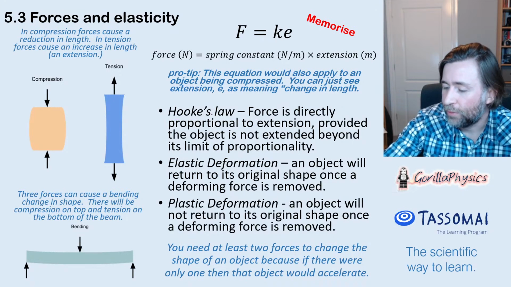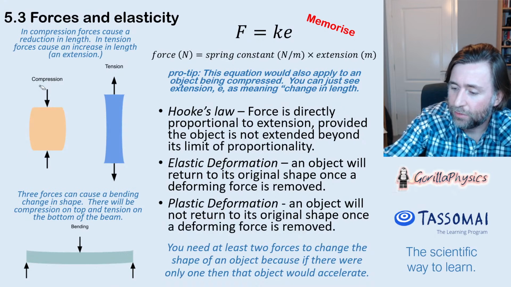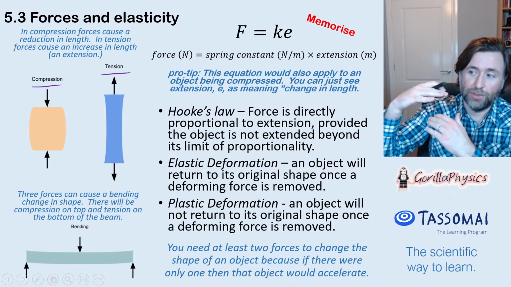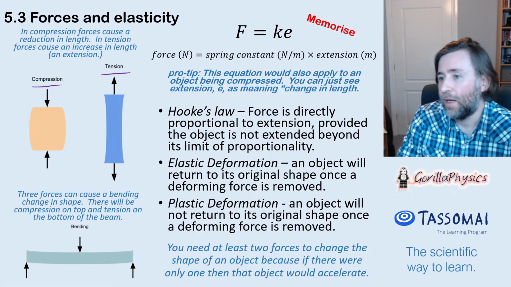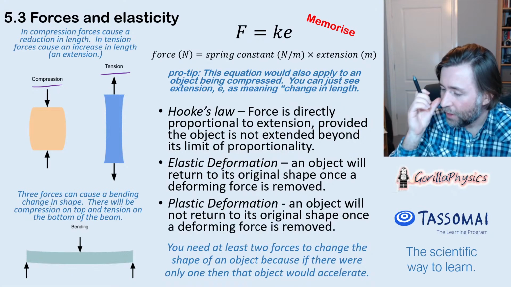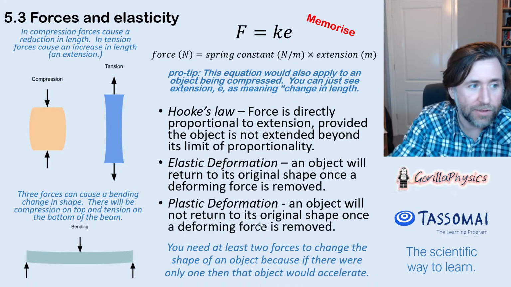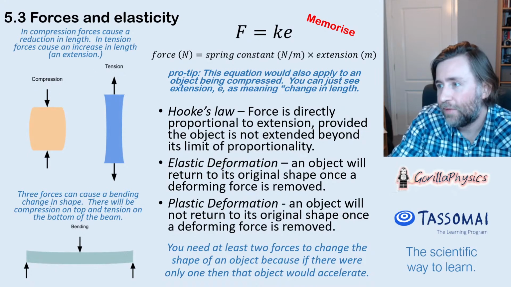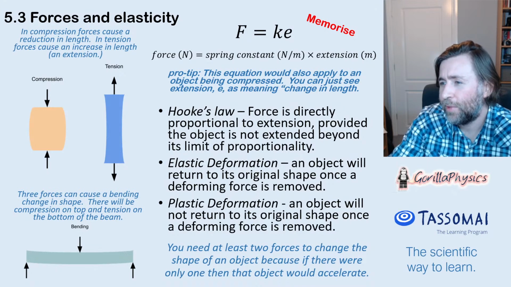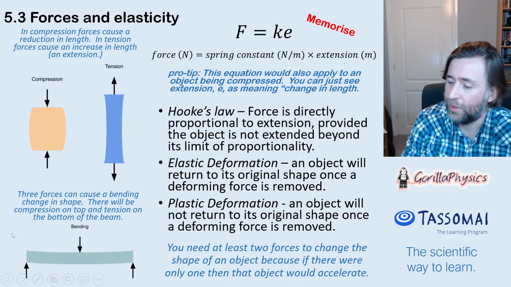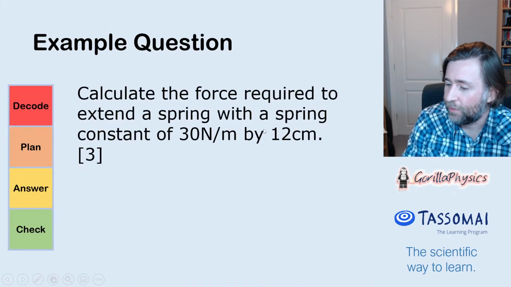And also in this topic, we talk about how you have to have 2 different forces to do compression or tension, and that extension could be a squashing, so a reduction in length, or it could be an extension. And there's different types of deformation. Elastic deformation means an object is going to return to its original shape after that deforming force is removed, and plastic deformation means it's going to stay deformed after the deforming force is removed. So here's our example of that.